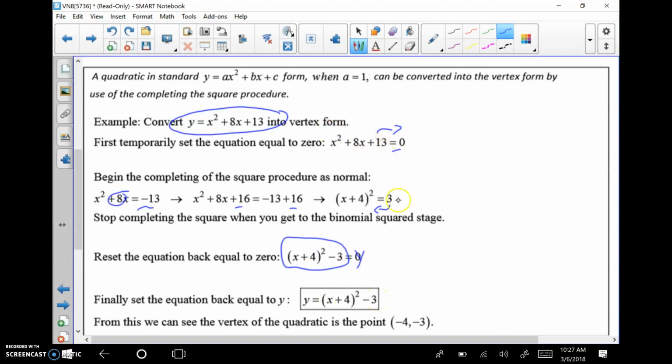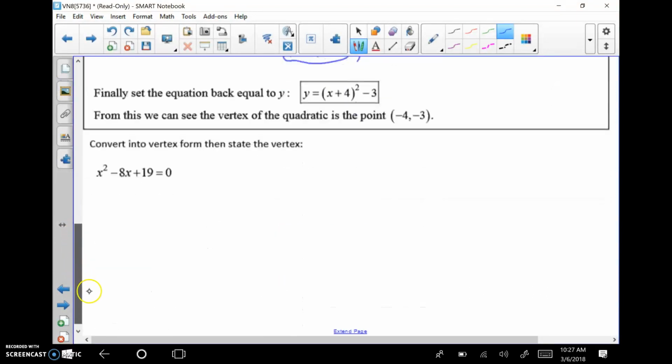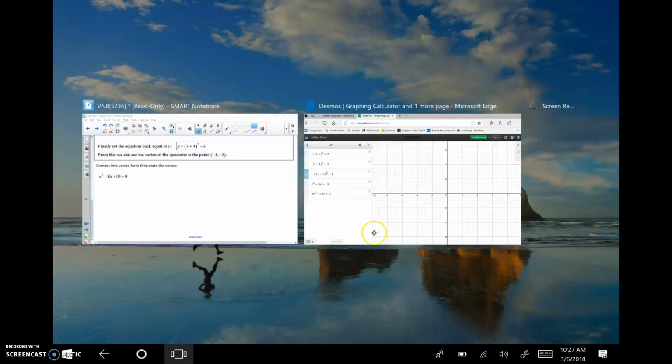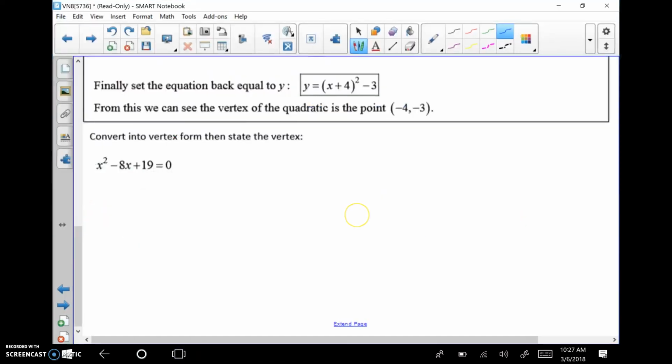So it's kind of like halfway through completing the square, and you stop right before you square root both sides. Because you're not trying to get x alone. You're just trying to change it. So we'll use an example here, x squared minus 8x plus 19. Again, I have this typed into Desmos already for us. So here's x squared minus 8x plus 19. And I could see in Desmos my vertex is this point. Looks like 4, 3. So I kind of know the answer, which is helpful. So 4, 3 is what I'm hoping to get for a vertex.